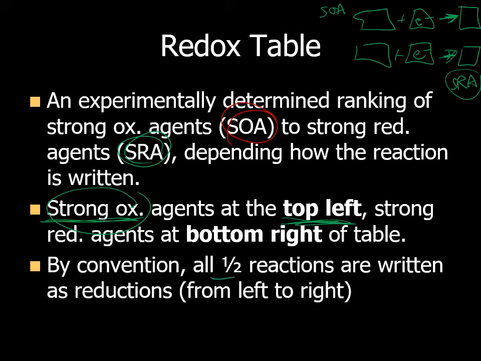By convention, these are going to be written as half reactions, and we are writing them as reductions. Again, we could have chosen to write them as oxidations, but we're going to write them all as reductions. So we're all going to have the reactants on the left, with the electrons on the left being added to whatever it is that is reacting in that reaction. So they're all half reactions written as reductions.